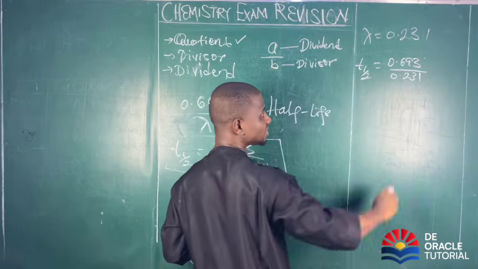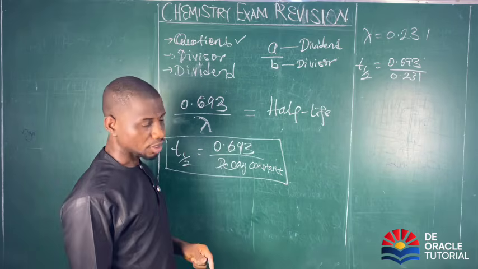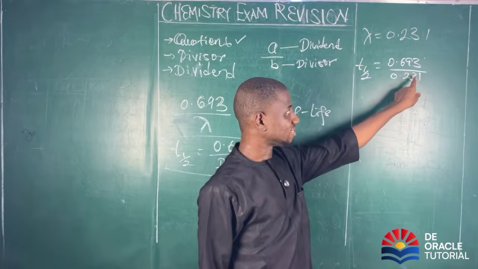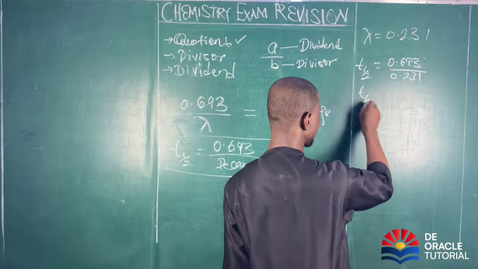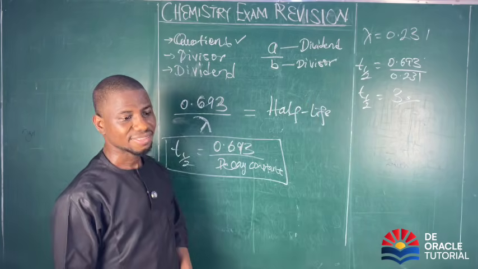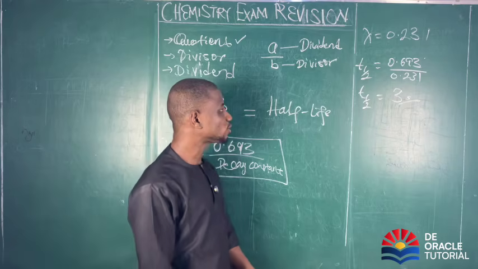If you divide in the calculator, automatically we get 3. Because 3 times 1 will give you 3, 3 times 3 is 9, 3 times 2 is 6. So the half-life of such substance is equal to 3. Does that make sense to you? Now let's go to the next question.